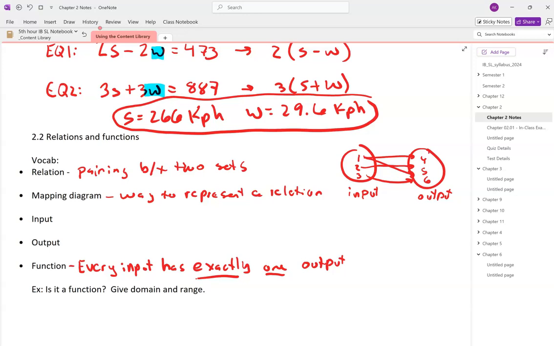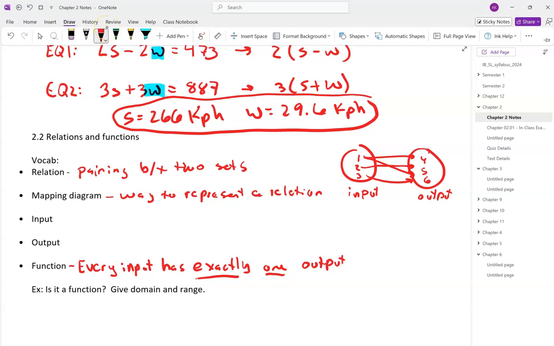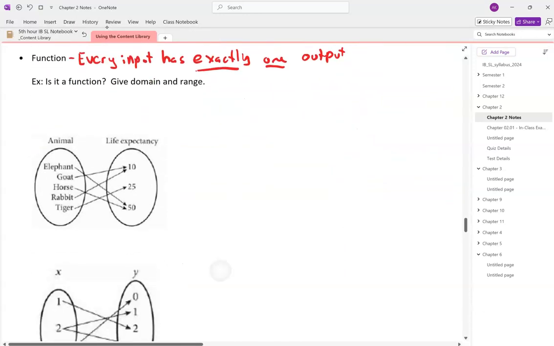Okay, so let's take a look at some examples. We'll decide if they are functions or not, and then we'll state the domain and range, i.e. the set of inputs and outputs. So this first one, is this a function? Yes. Yes, good. What's its domain?